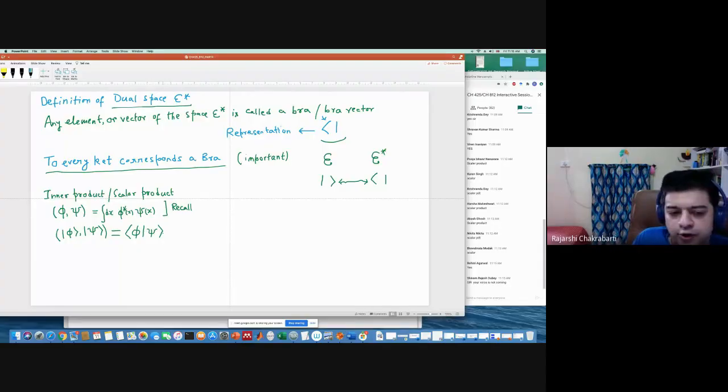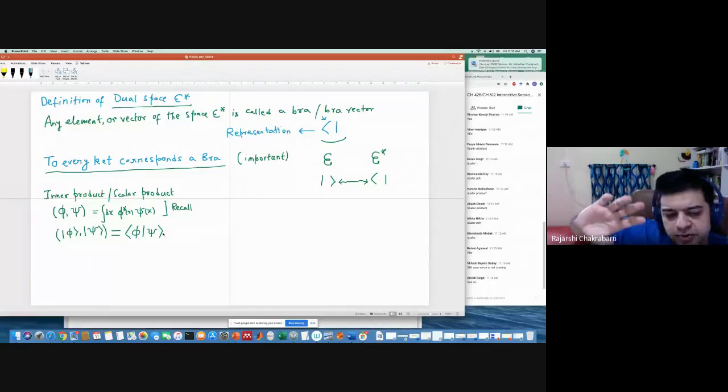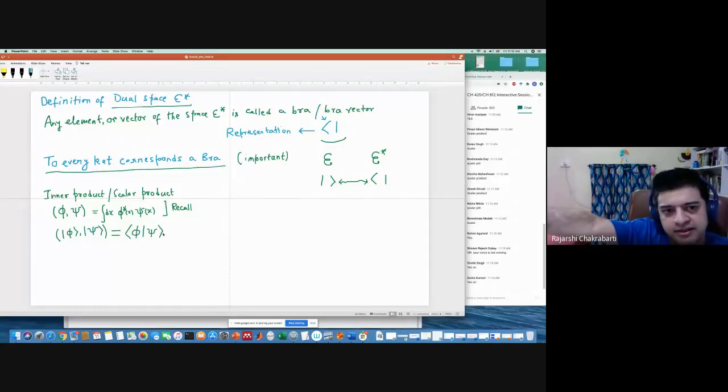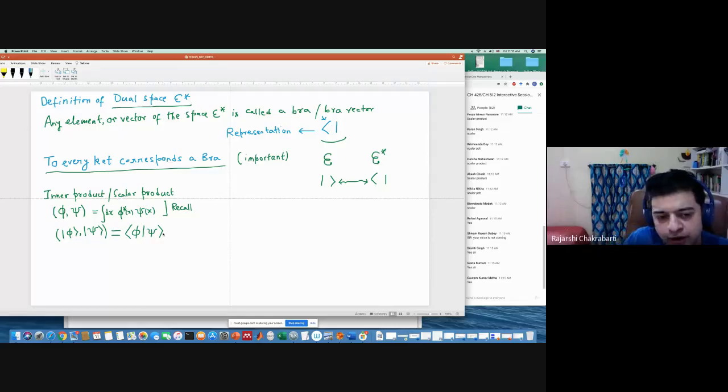Because there is a one-to-one correspondence between the wave functions in this Hilbert space and this subspace of Hilbert space where these kets belong. So there is a one-to-one correspondence between each phi and a phi ket. Similarly, between phi star and bra of phi. Okay, is this clear? Let me check some properties, which are obvious.